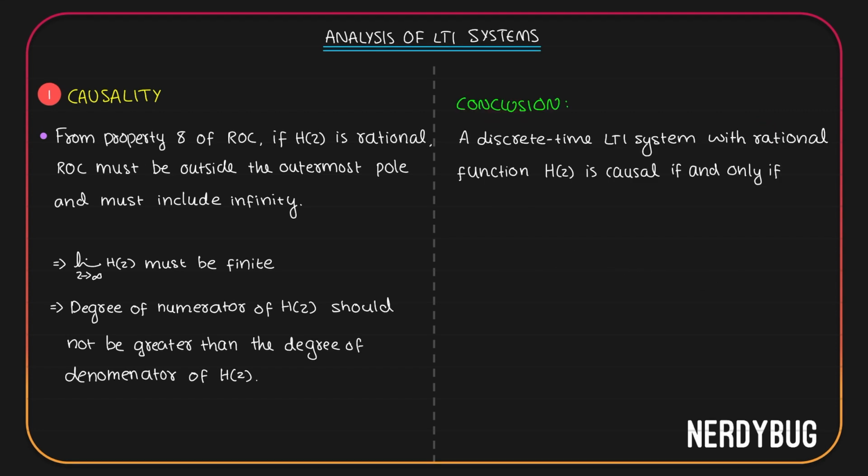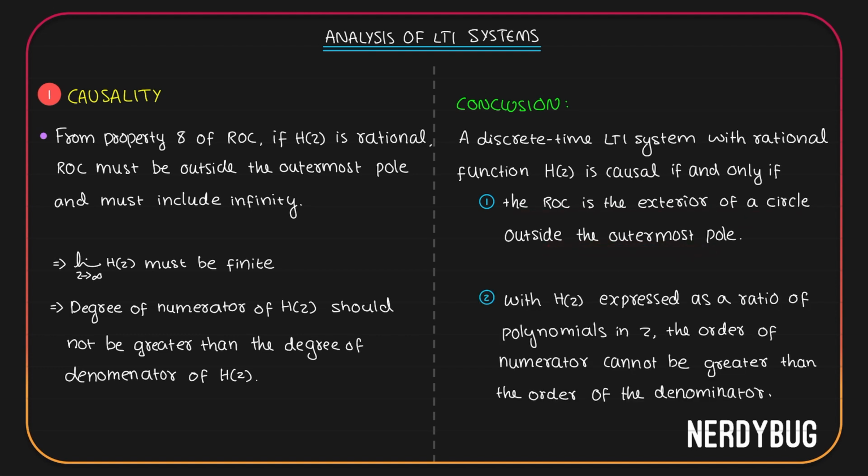Let us make our conclusions from what we learned. A discrete time LTI system with rational function H(z) is causal if and only if the ROC is the exterior of a circle outside the outermost pole. Also, with H(z) expressed as a ratio of polynomials in z, the order of the numerator cannot be greater than the order of the denominator.